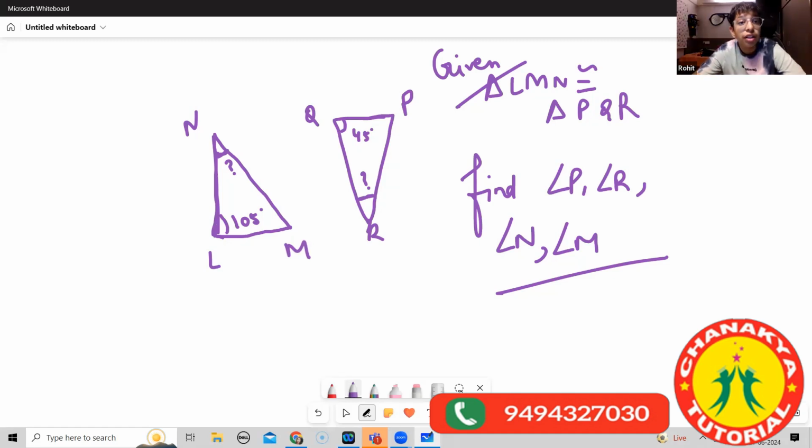Ma'am, is the first one a 90-degree triangle? There is no 90 degree. Okay. Ma'am, we have to solve. Yes, you have to solve it because congruency is given to you, and find all the angles after solving.